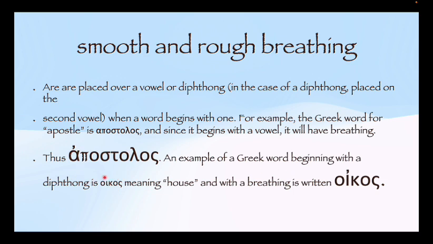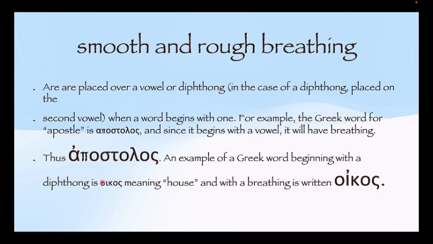Then you have a diphthong. A diphthong is two vowels put together, combined to make one sound. So our Greek word here is oikos. This is a diphthong. Omicron is a vowel. Iota is a vowel. But here, alpha is a vowel, P is not. So we have our breathing mark on the first vowel.